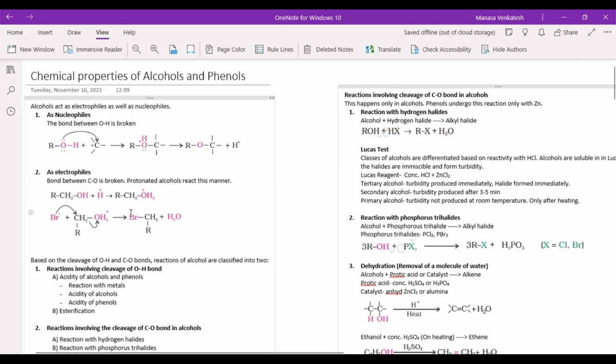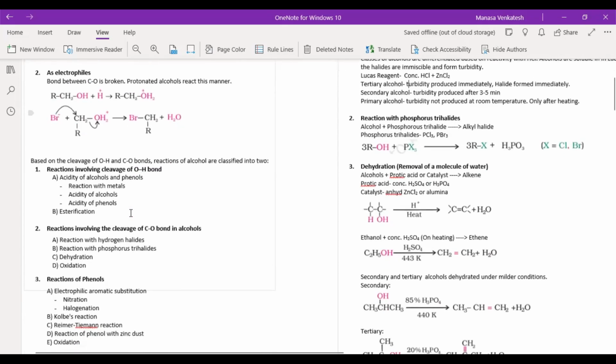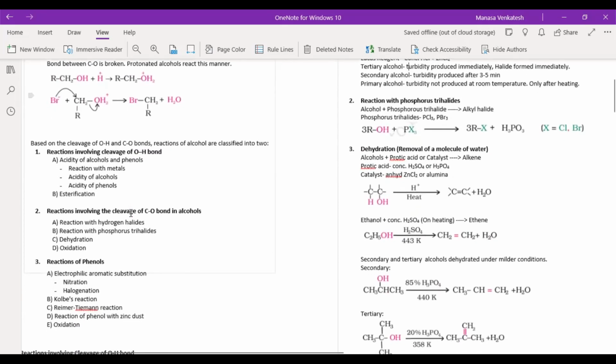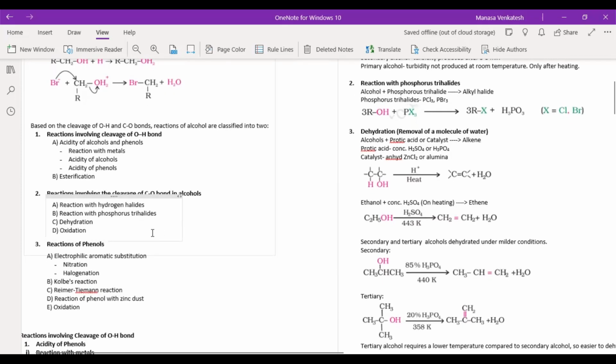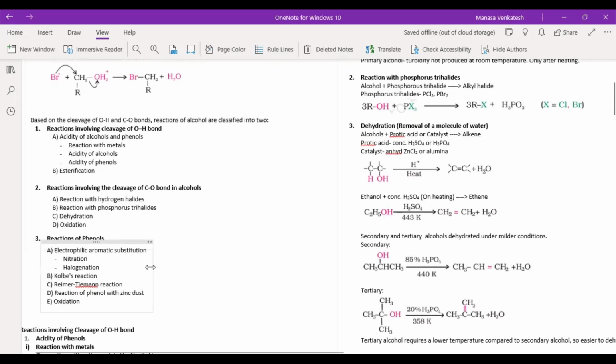So based on the cleavage of OH and CO bonds, the reactions of alcohols are classified into two. First is obviously involving an OH bond. So there we'll be studying about acidity and esterification. Second is the reactions involving the cleavage of CO bonds in alcohols. And this includes the reaction with hydrogen halides, reaction with phosphorus trihalides, dehydration, and oxidation. Last, we'll be learning about the reaction of phenols.